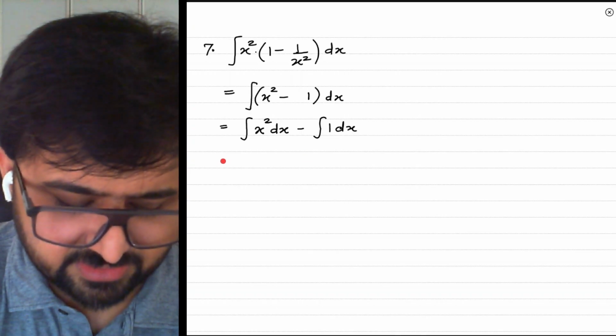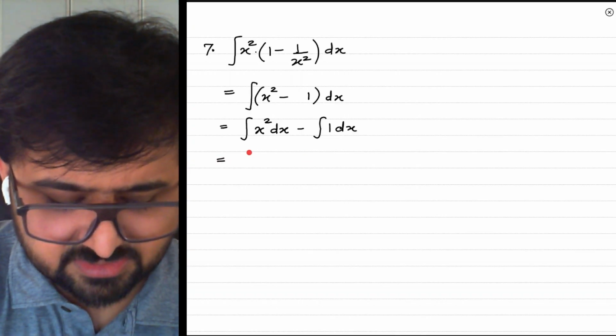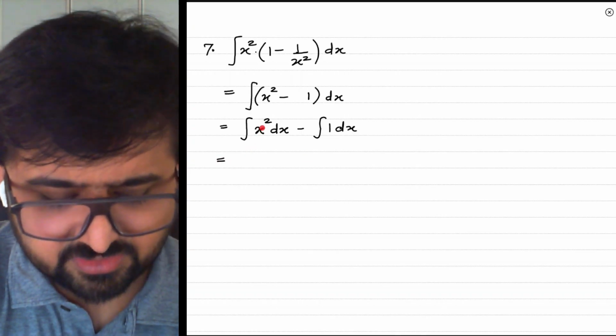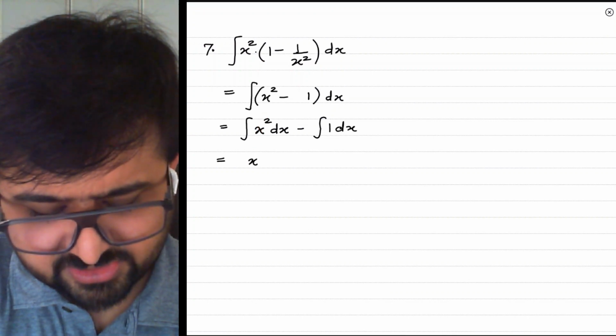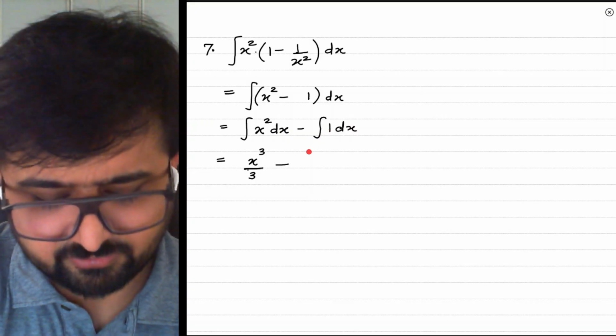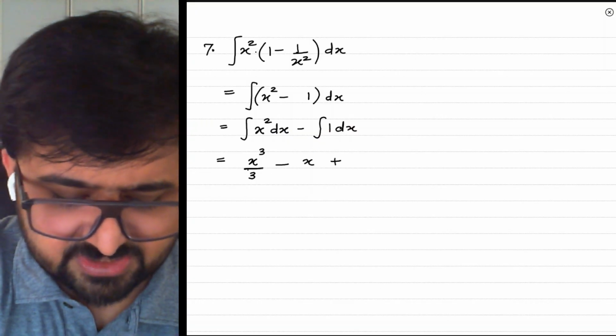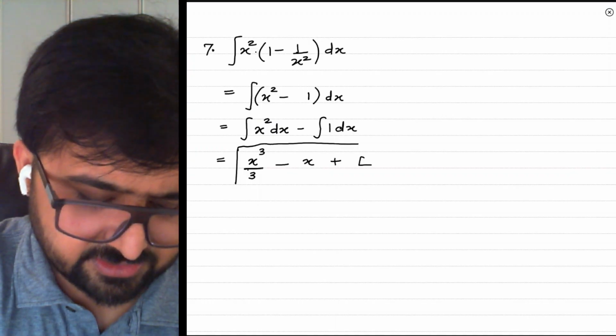Okay, now we can integrate it easily. We get integral of x squared. We know it's like x to the power n. The integration is x to the power 3 over 3 minus integration of 1 is x plus c. Now that's your integral.